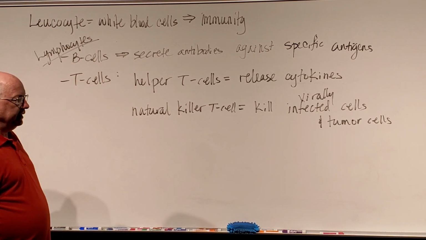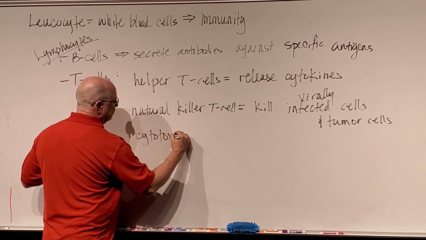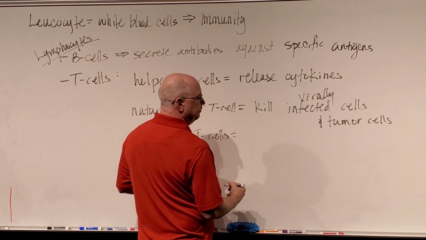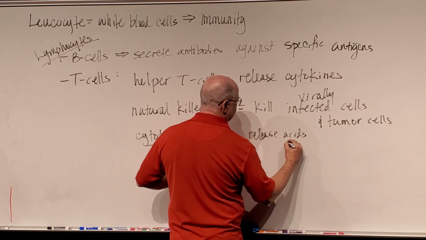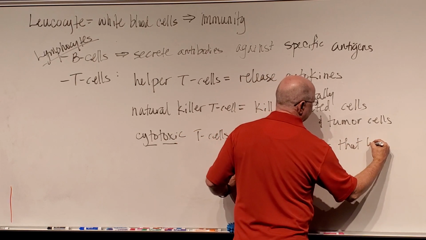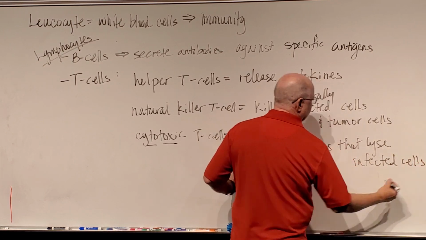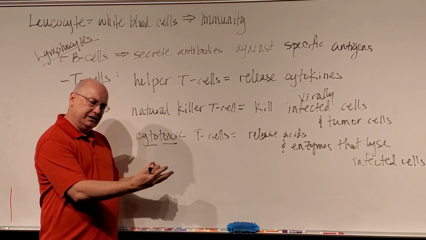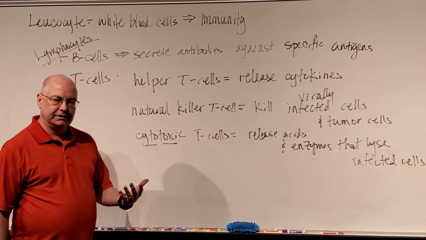And finally, there's cytotoxic T cells. Cytotoxic means they are toxic to other cells. Cytotoxic T cells can release acids and enzymes that lyse infected cells. These cells are not phagocytic, but they can bind to other cells and poke holes in them and essentially help kill these virally infected and tumor cells.